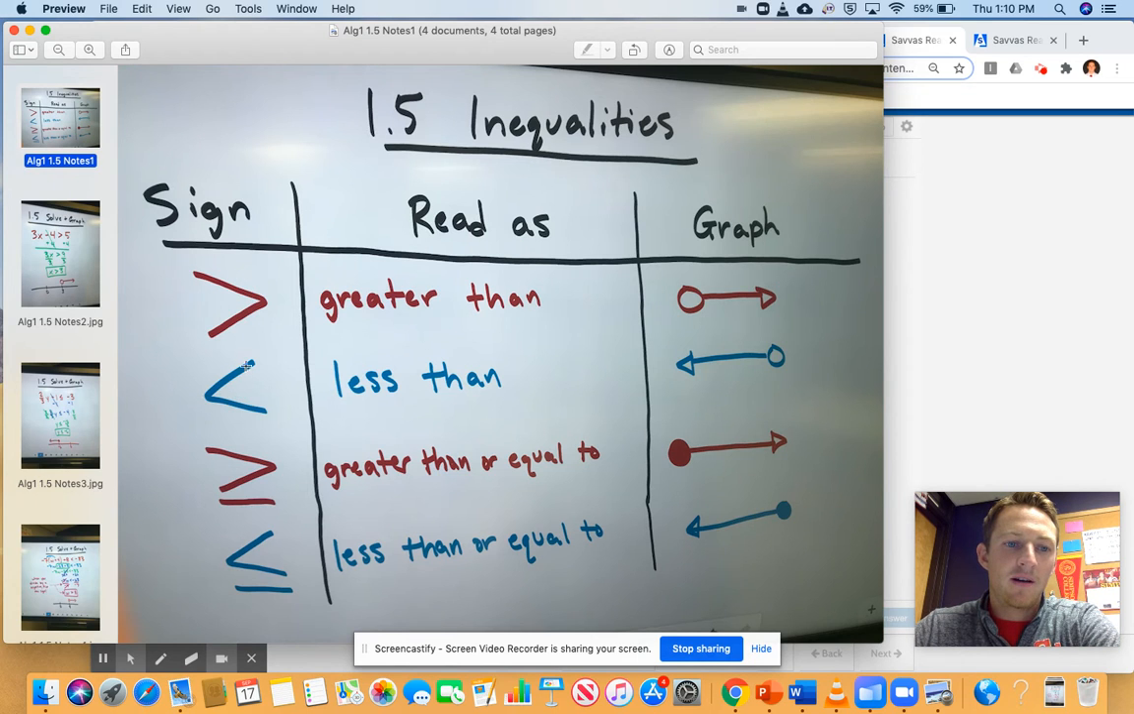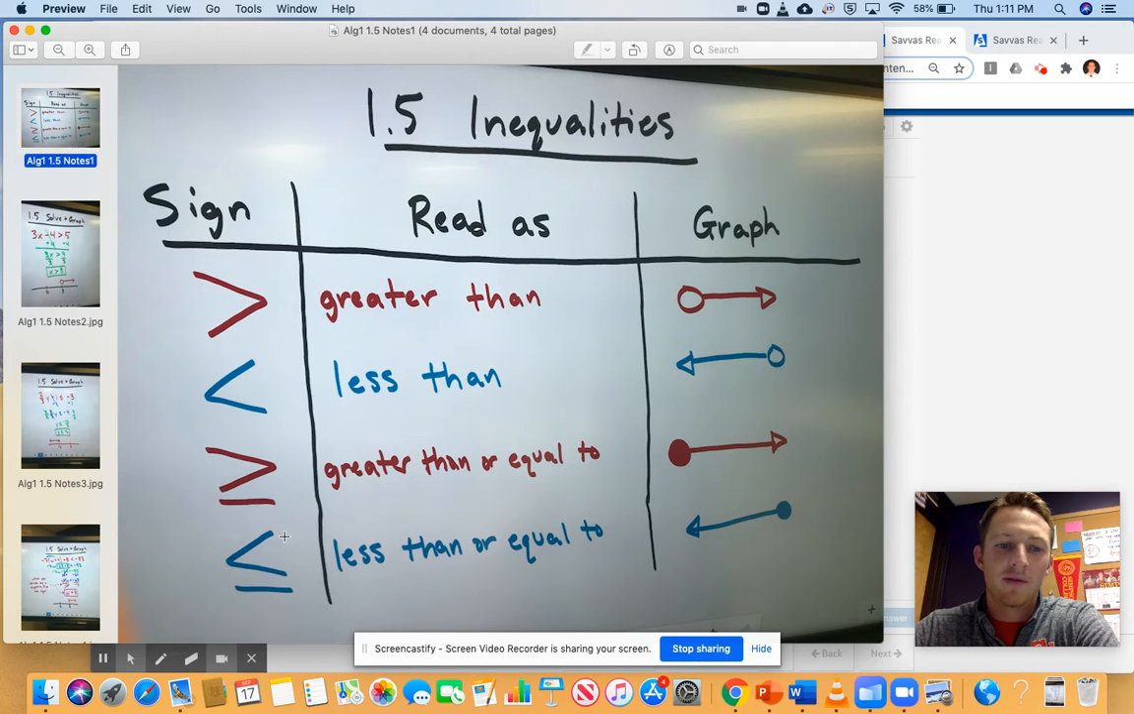Less than, the gator is eating the number, not the variable. So like x is less than 3. If 3 is right here, we put an open circle, and numbers less than 3 are to the left. Greater than or equal to, this line underneath means or equal to. So x is greater than or equal to, like, 2. If 2 was right here, we'd put a closed circle this time because we can be equal to. And then the arrow's pointing to the right.